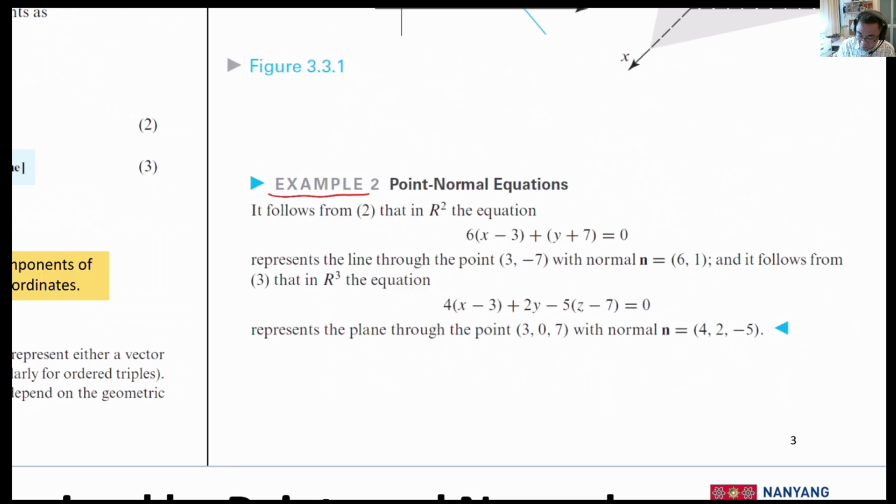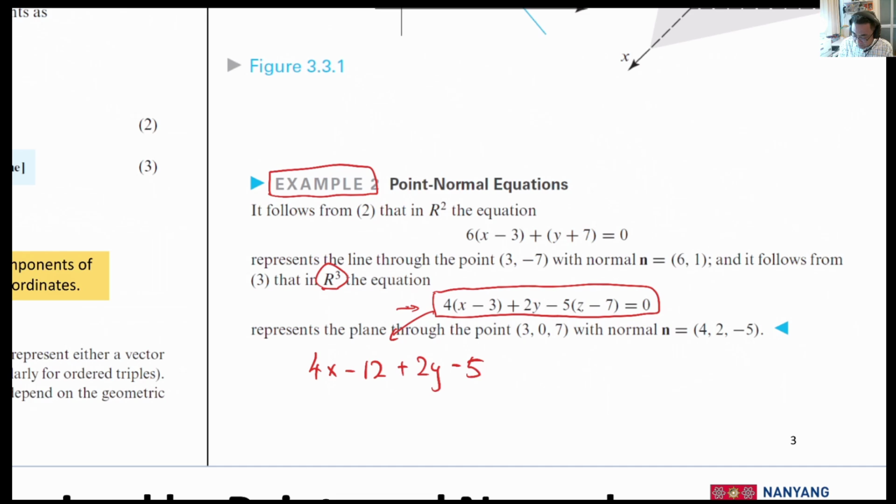Lastly, we work on the second part of example 2, where we have the plane equation given by this expression, and the question asks us to find the normal to the plane. All we need to do is expand this: 4x minus 12, because we are multiplying 4 by 3, plus 2y minus 5z, and minus 5 times minus 7 is plus 35, equals 0. All we need to do is move the expression, having all the variables x, y, and z on the left hand side, and we have plus 12 on the right hand side, minus 35. Simplifying, we have minus 23 on the right hand side.